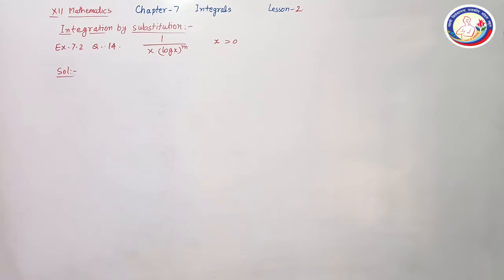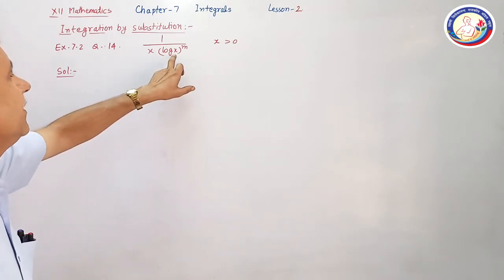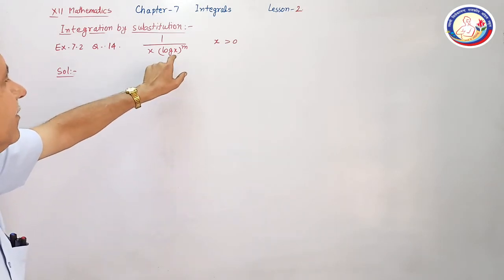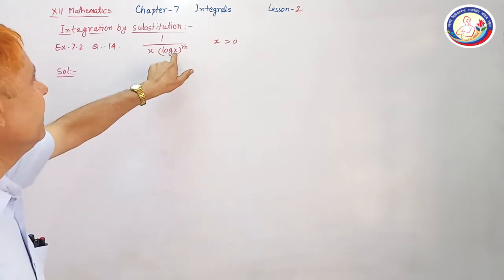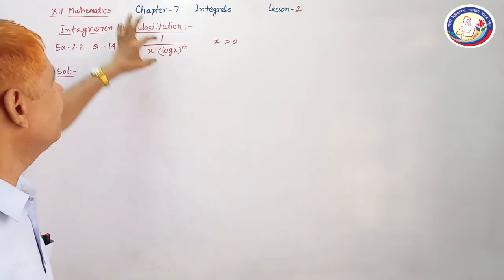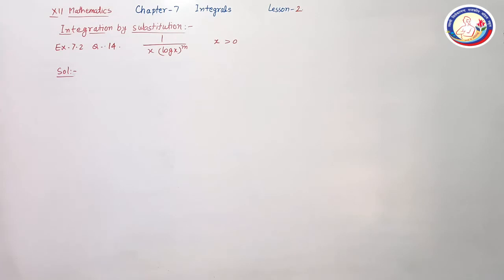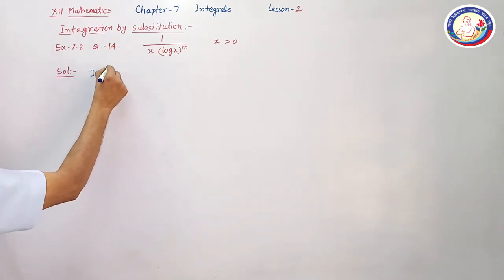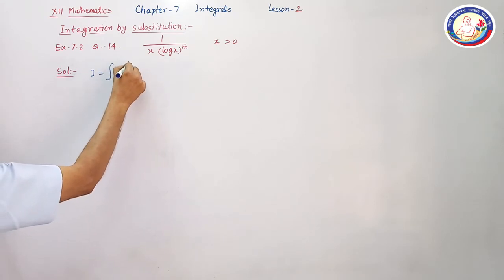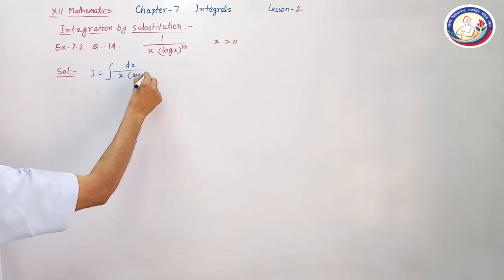Now we take question number 14. On inspection, if we inspect this function, we can easily find that the differentiation of log x is 1 upon x, and 1 upon x is here. So our substitution will be log x equal to t. For integration, the integral is I. We can write it as dx upon x into log x raised to power m.